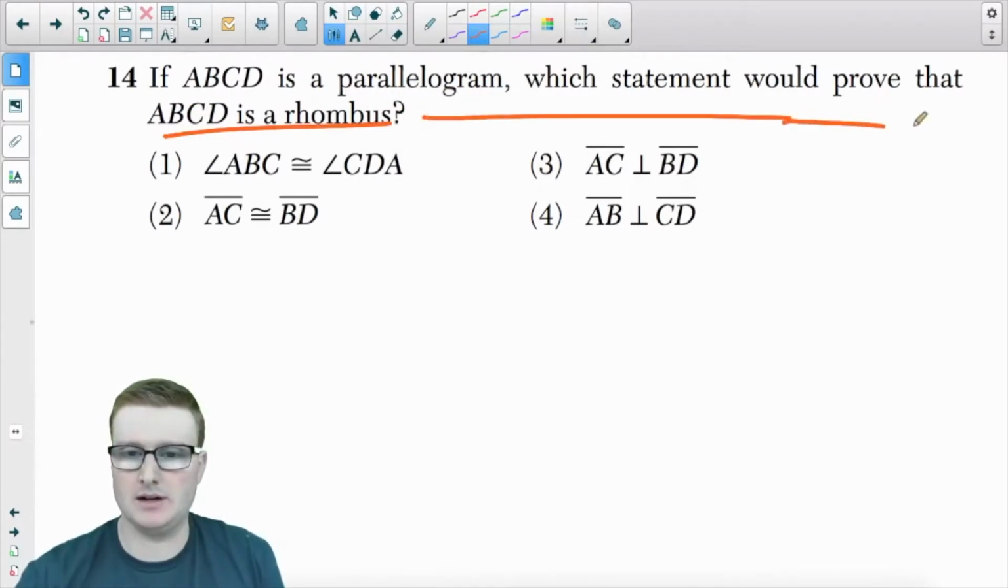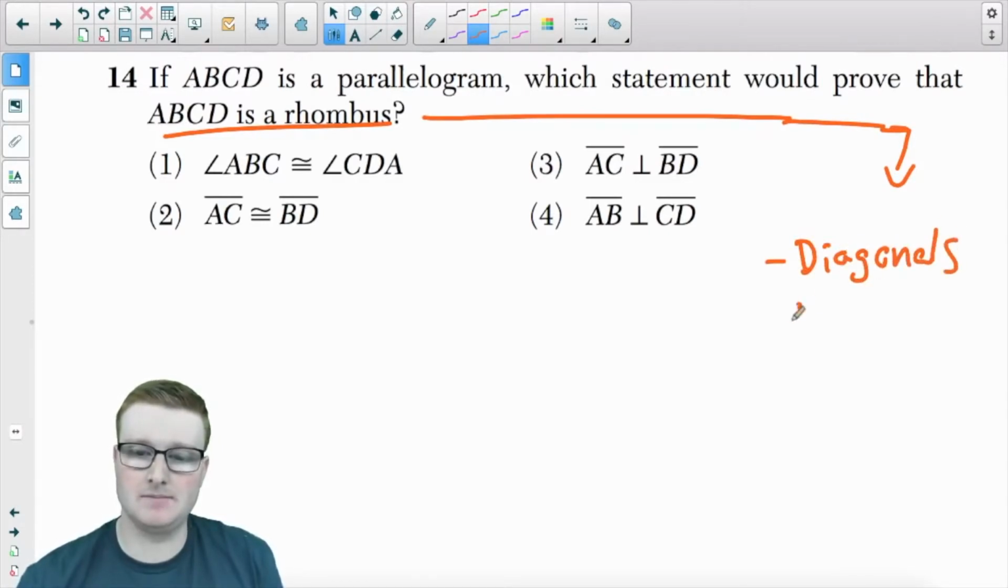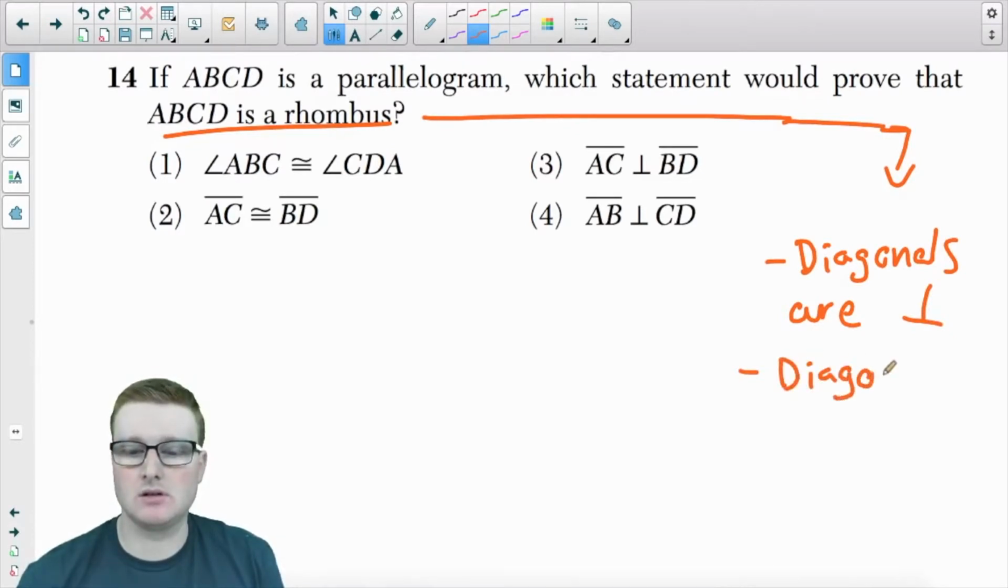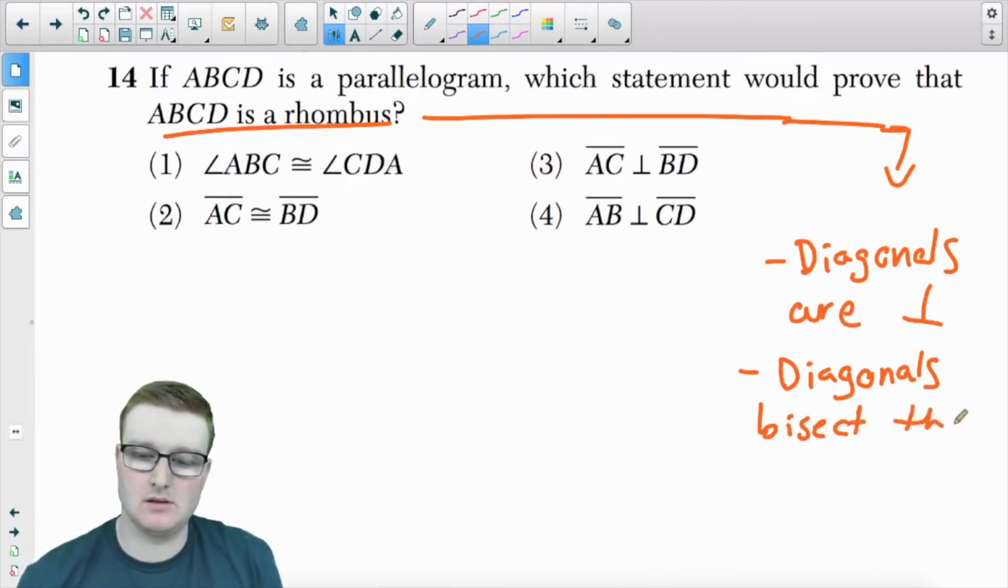Rhombus. Let's come over here. A couple things that are special about the rhombus. Diagonals are perpendicular. Okay. What else? Diagonals bisect the angles from which they are drawn.